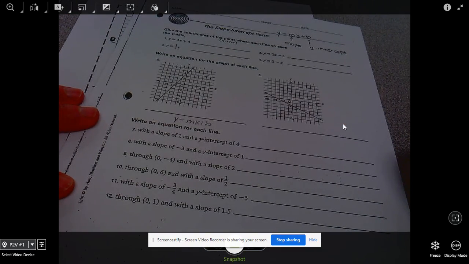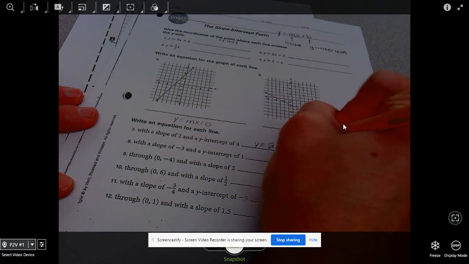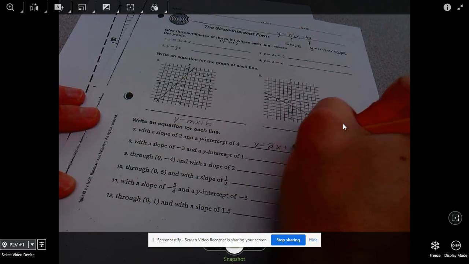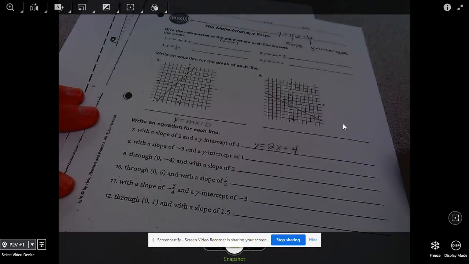So if our slope is 2, we replace m with 2. Our y-intercept is 4, so we replace b with 4. How would you write the next one? Go ahead. Write it down.